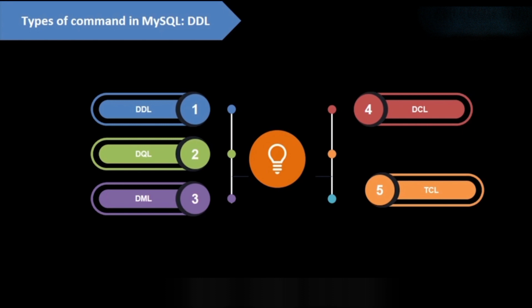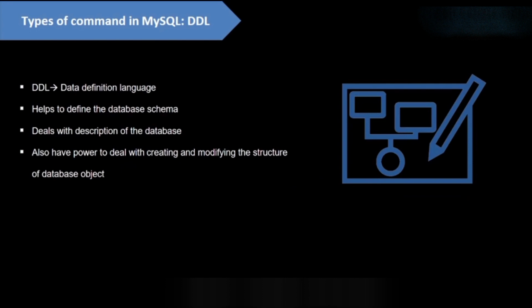I know you are thinking, what are these DDL, DQL and DML commands? Wait, I will give you a brief and I will show you how you can implement them in MySQL as well. First, let's start with DDL commands. DDL stands for Data Definition Language. It helps to define the database schema. It also deals with the description of the database, and has the power to create and modify the structure of database objects. So let's have a look at how DDL works and what commands we have under DDL.